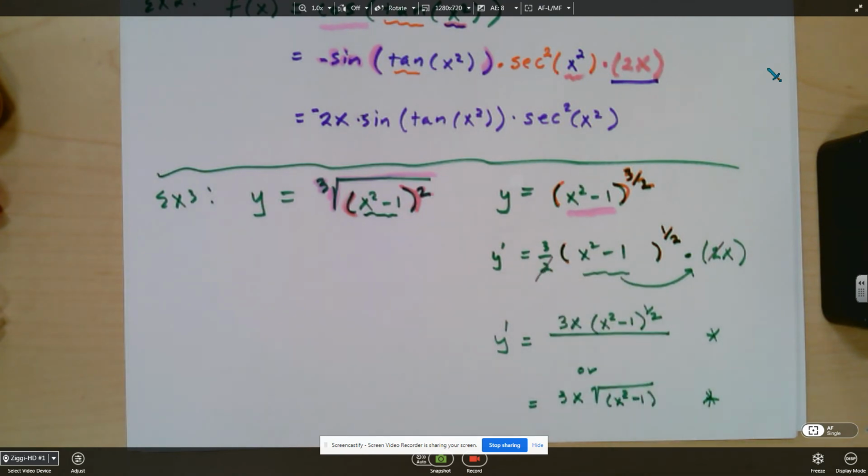Okay, let's try a couple other ones. Let's start to combine the chain rule with the product rule and the quotient rule.